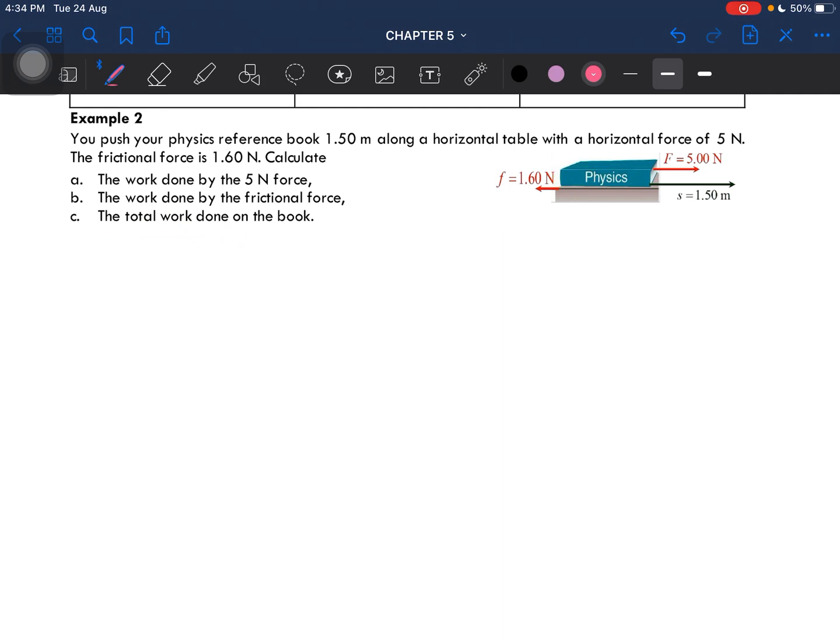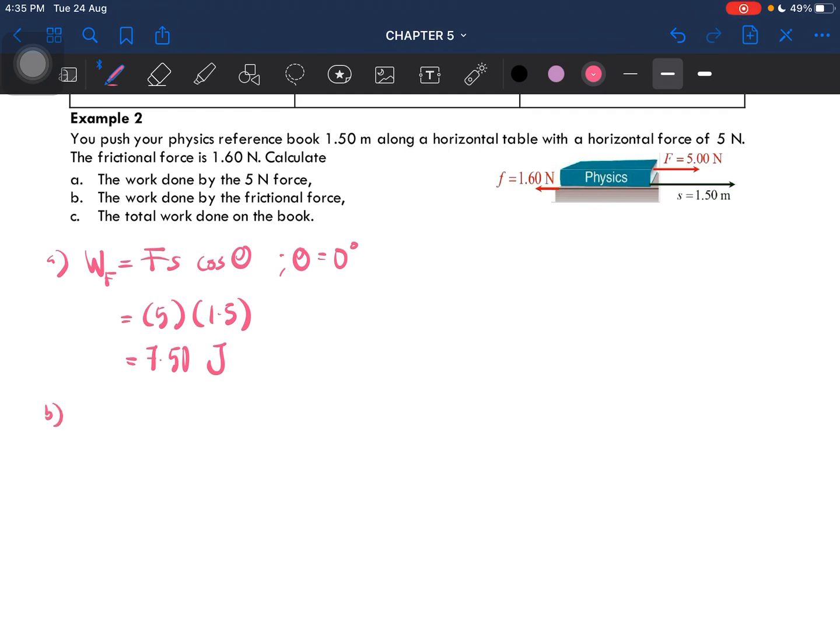We know that we have to consider the direction of the net force. Wait, before that, the work done is equal to, we are looking at question A first. So work done by the 5 Newton force, F s cos theta, where theta here is equal to 0 degree. So F is 5, S is 1.5, cos 0 is 1. So then we will get 7.5 joules. Okay, so that is the work done by the 5 Newton force.